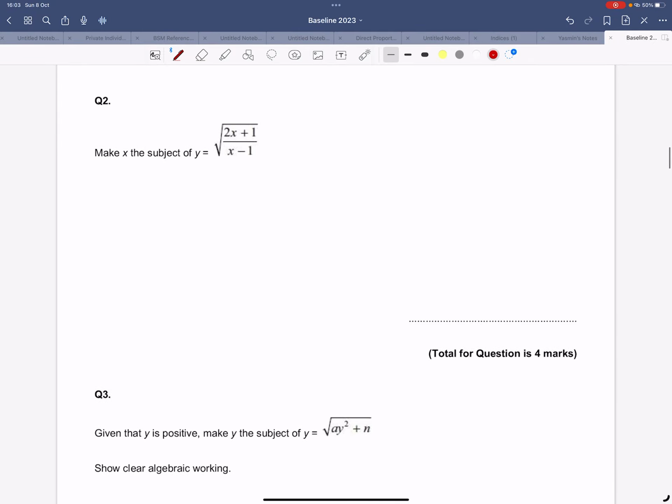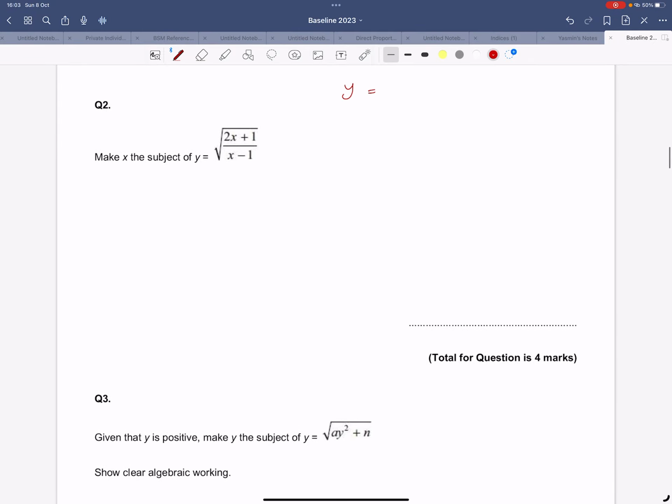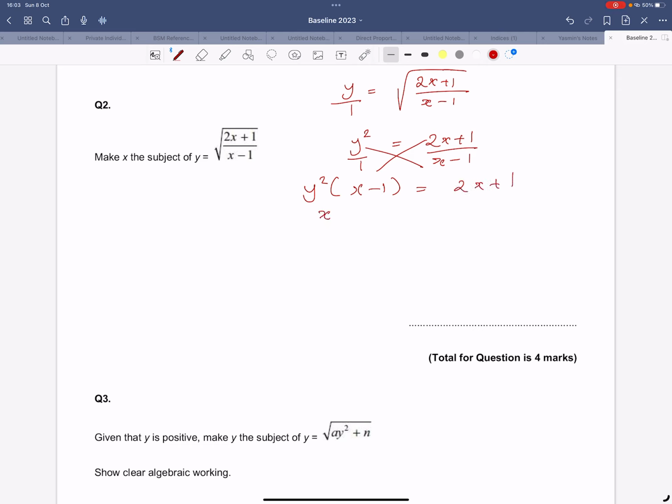Make y the subject. Okay, we have y equals root of 2x plus 1 all over x minus 1 all over 1. Okay, first and foremost, I will square both sides, so y squared must be equal to 2x plus 1 over x minus 1, and then cross multiply to get y squared, open brackets, x minus 1 is equal to 2x plus 1. Expand the bracket, so x y squared minus y squared equals 2x plus 1.